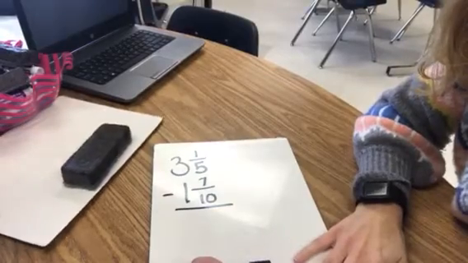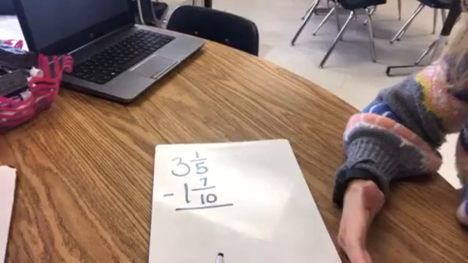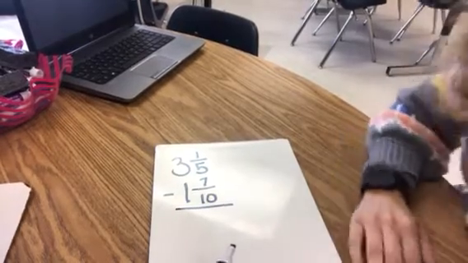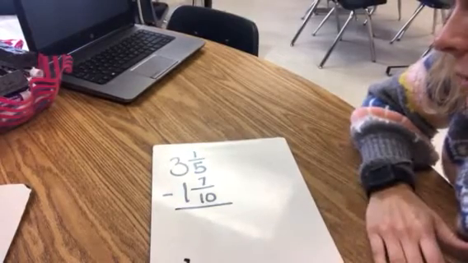All right, so we're back. Part 2. So we're going to go ahead and do some subtracting with mixed numbers. And it's going to be something that happens here, and we'll talk about it as we go. So right now I have 3 1/5 and 1 7/10.